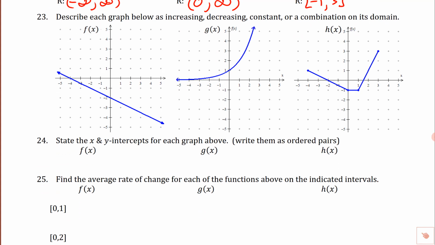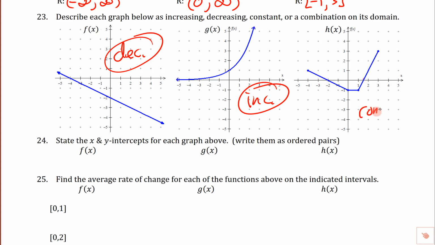It says describe each below as increasing, decreasing, constant, or a combination on its domain. So this one right here, this is definitely going to be decreasing. It's going down from left to right. And then this one's going up from left to right, so this one's going to be increasing. And then this one, we've got an interval where it's going down, then it's flat, so that would mean it would be constant right there, and then it's increasing over here. So I'm going to just write that this is a combination on its domain. We've got a little bit of decreasing, a little bit of constant, and then a little bit of increasing.